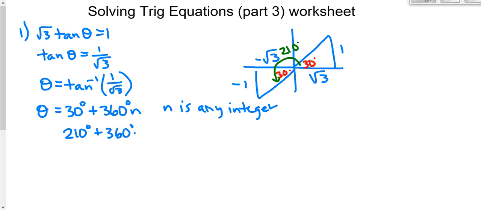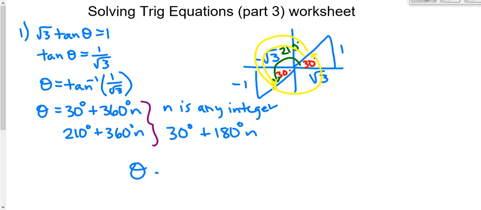Now here's the thing. Because we have answers in opposite quadrants, and those answers are half a circle apart, you could consolidate these answers together. So you could list the first answer, 30 degrees. You could go 180 degrees to get to the next answer, and 180 degrees to get to the next answer, and so on. So what we're going to do is rewrite this as 30 degrees plus 180 times n. And now we're going to answer in radians. So our answer is pi over 6 plus pi times n.